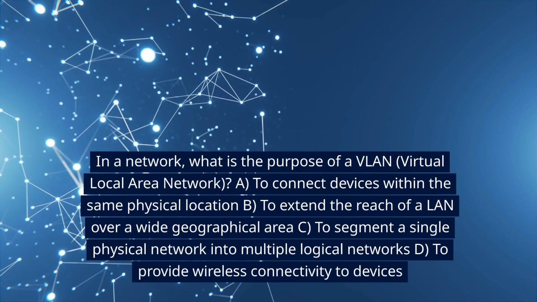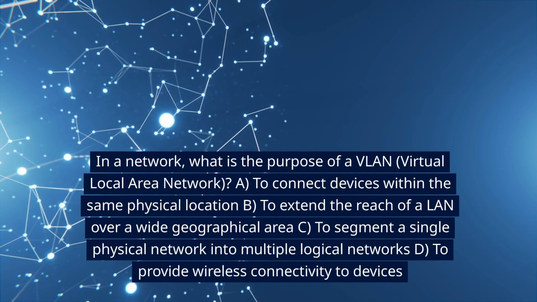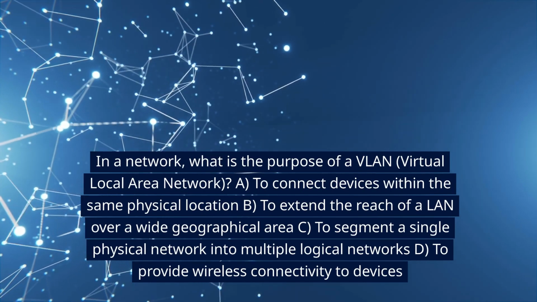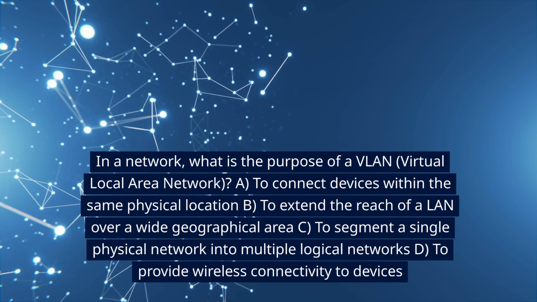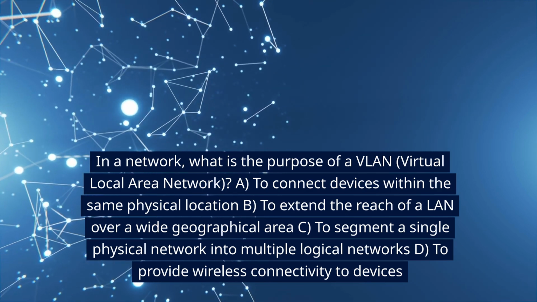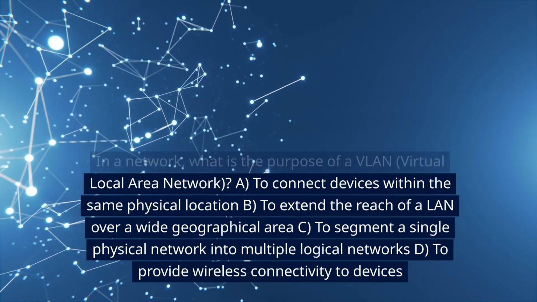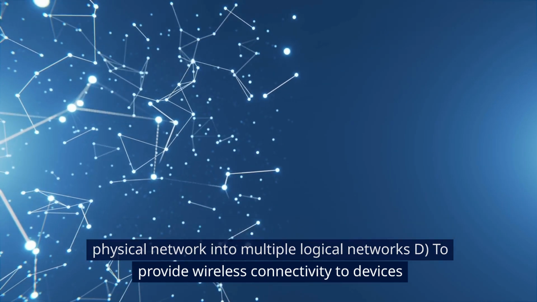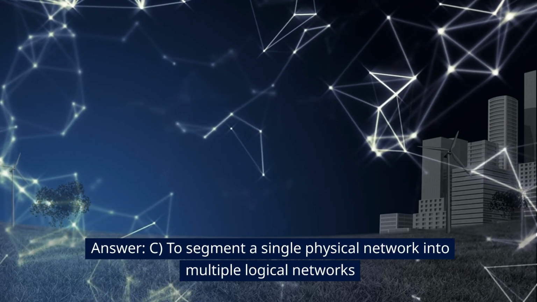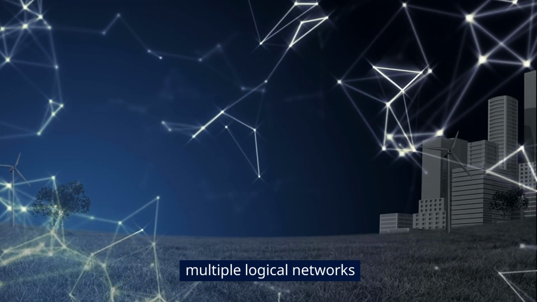In a network, what is the purpose of a VLAN, virtual local area network? A. To connect devices within the same physical location. B. To extend the reach of a LAN over a wide geographical area. C. To segment a single physical network into multiple logical networks. D. To provide wireless connectivity to devices. Answer: C. To segment a single physical network into multiple logical networks.